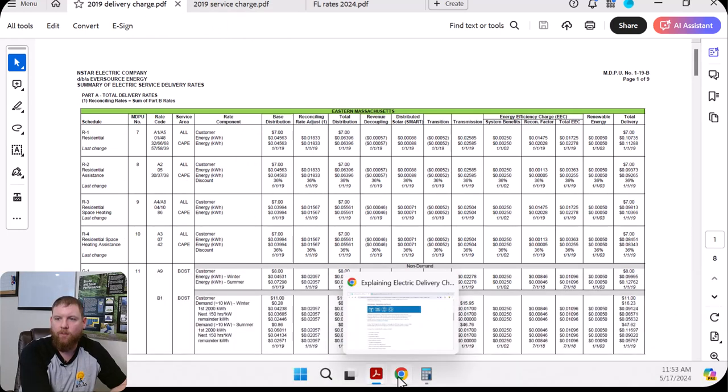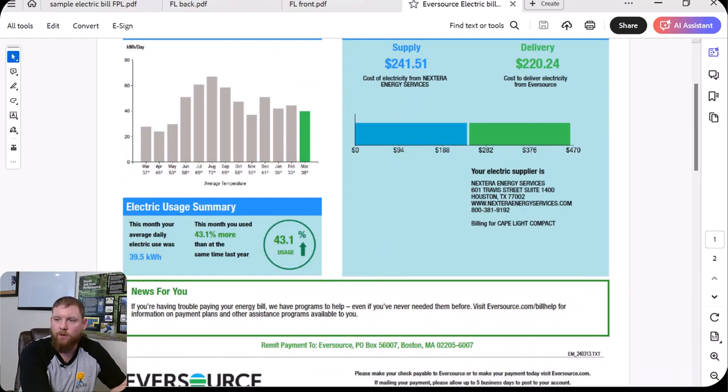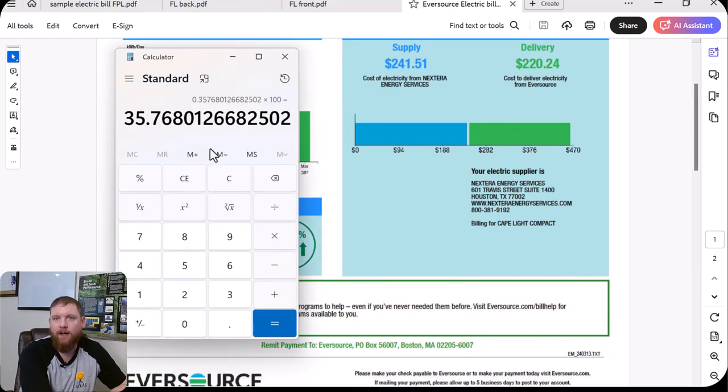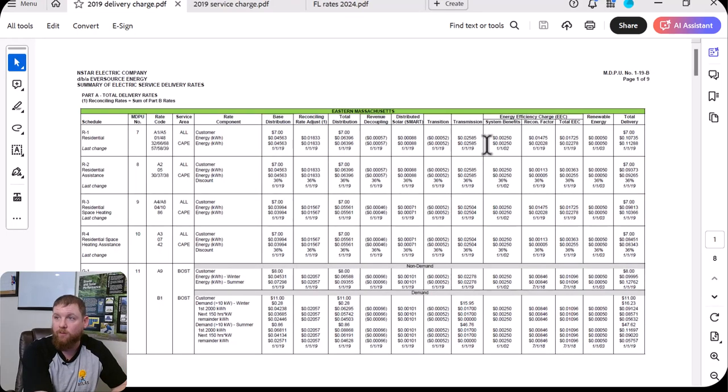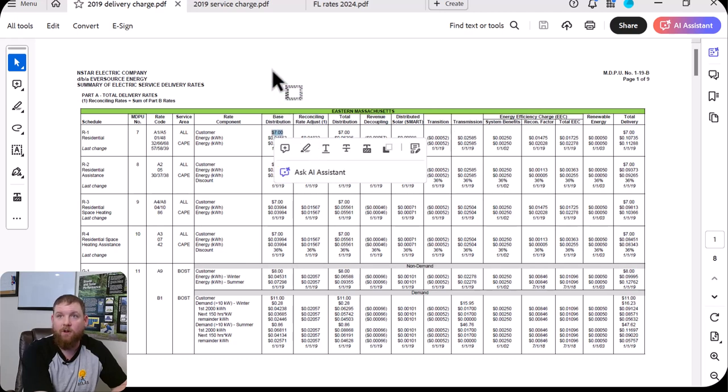And using the current example that we just did with the electric bill, we determined we were at what, 35.76 cents per kilowatt hour. So that's like a 60% increase, something like that, from 2019 to 2024. So in 5 years, the cost of energy total for supply and delivery has increased 60%. And the cost of being a customer, just this base customer charge, you can see went up from $7 to $10. That's a 40% increase in 5 years.